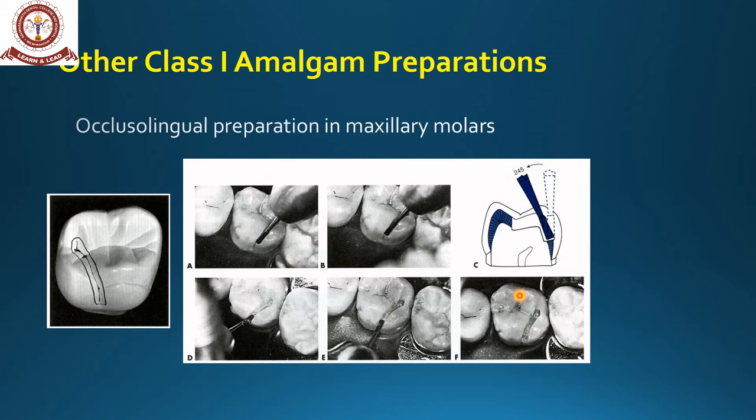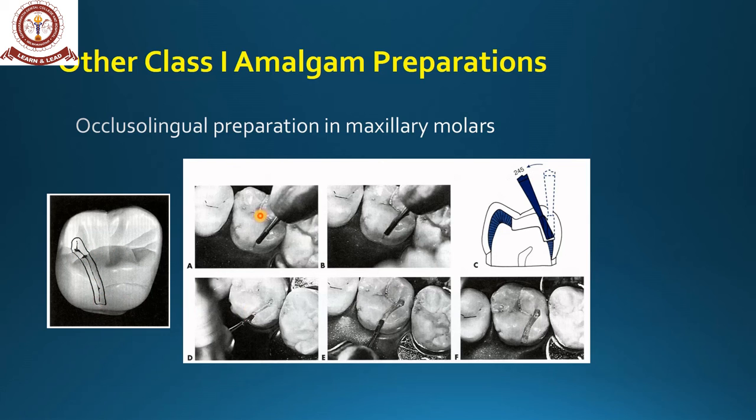So this is the occlusolingual preparation in the maxillary molar. This is the outline, the conventional or conservative outline. If the caries is present only in the distal and the lingual palatal margin, then you have to use this. If it involves the entire area, then you have to involve the oblique ridge also and prepare a proper class 1 along with this ridge.